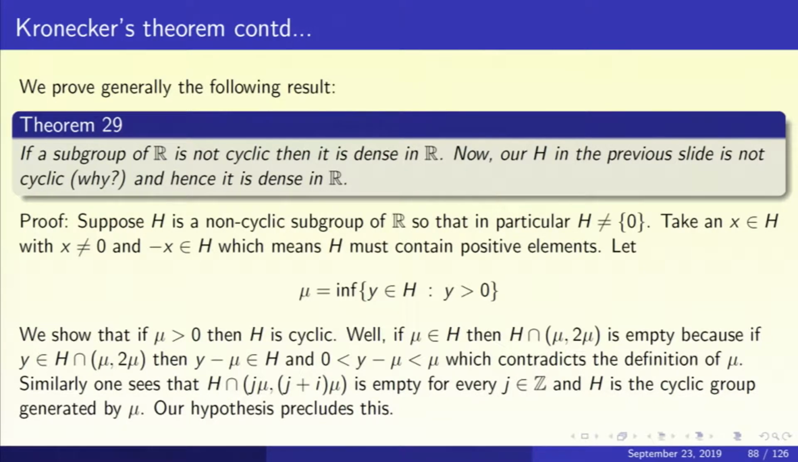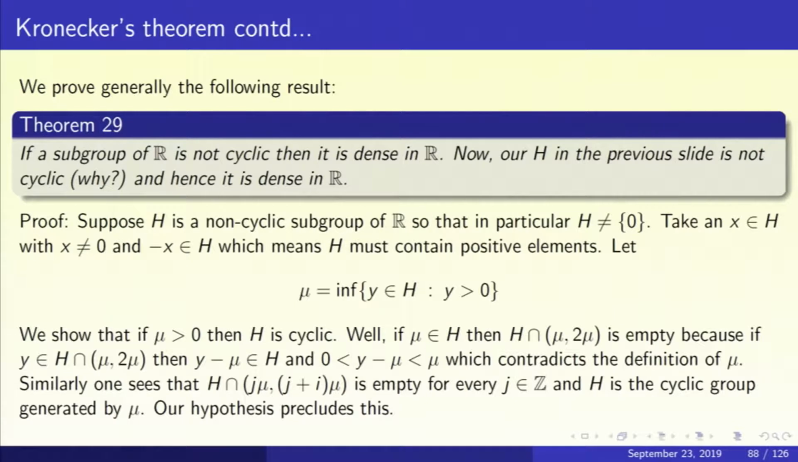Okay, let's go to the proof. Suppose H is a non-cyclic subgroup of R. In particular, H cannot be the 0 subgroup because the 0 subgroup is a cyclic subgroup. Take an element x in H and x is not equal to 0. Then minus x is also in H, which means H contains positive elements. One of x or minus x must be positive. So now let us take the set of all positive elements in H and take its infimum. Let's call that infimum mu.